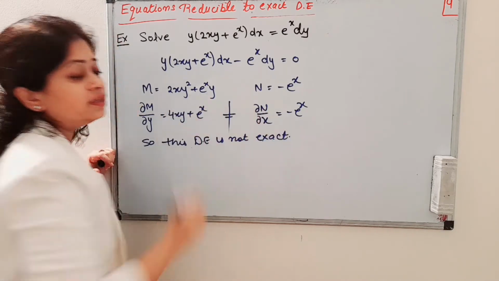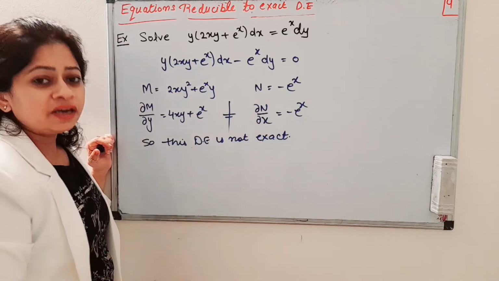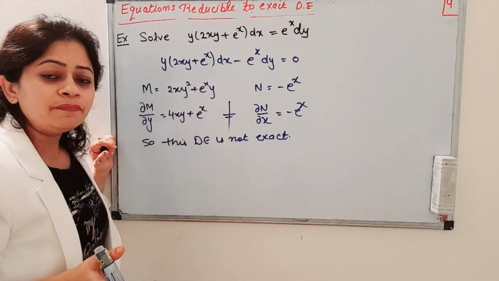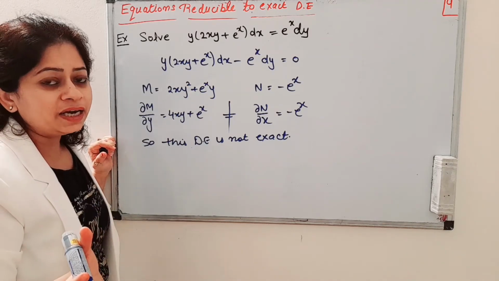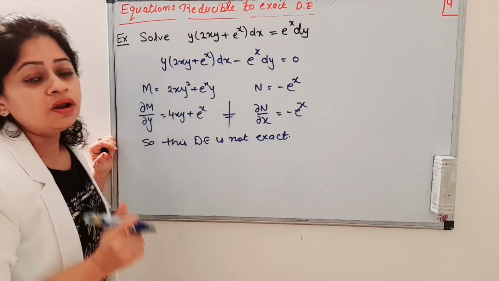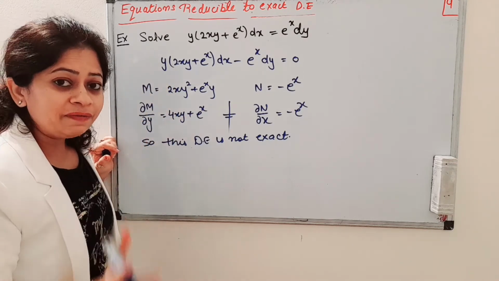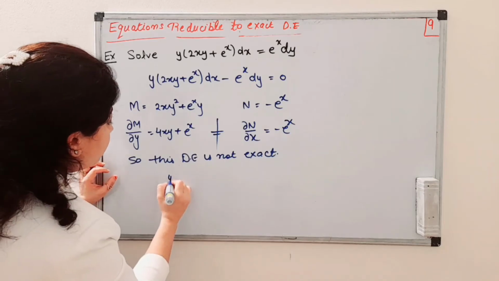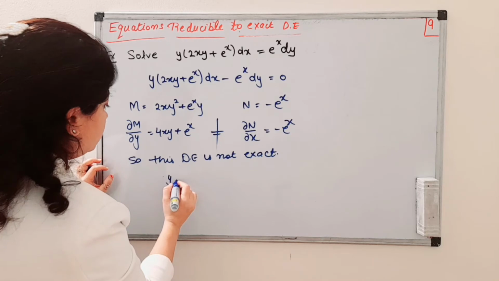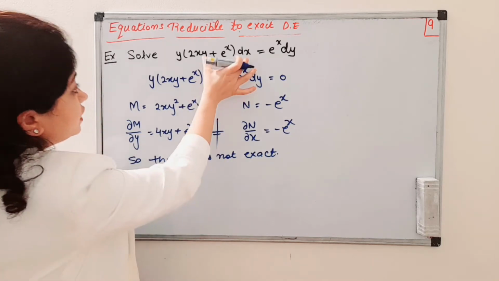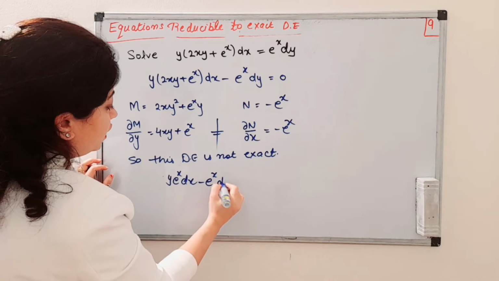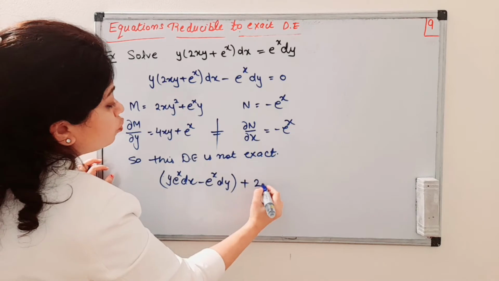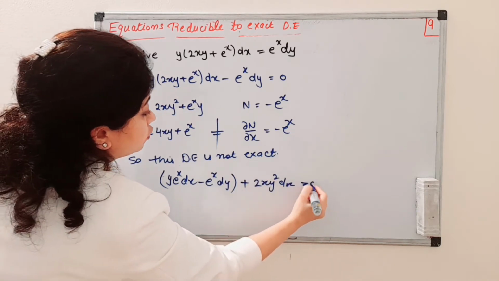Now for solving this, either we need to rearrange or we need to make it exact by multiplying it with some integrating factor. For finding integrating factors, we have many methods, but first of all, we will try to rearrange it. Can we solve this equation by rearranging? See this, we have y^2 e raised to power x dx minus e raised to power x dy. Can we write it like this? Plus 2xy square dx equal to 0.